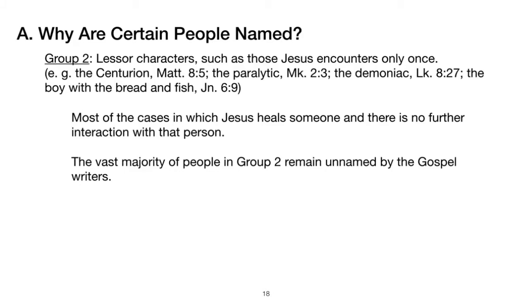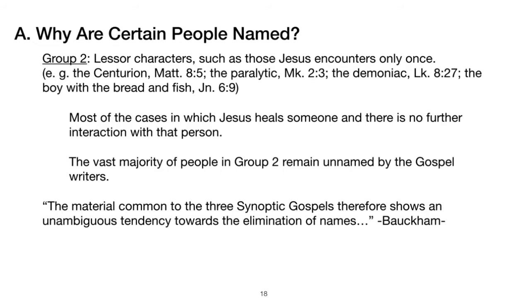What's significant about this group is that most of the people in this group remain unnamed. We don't know who they were. We don't get the name, as I pointed out. And Richard Bauckham, whom I referred to earlier, says this in his book on Jesus and the Eyewitnesses: "The material common to the three synoptic gospels, therefore, shows an unambiguous tendency towards the elimination of names." In other words, the gospel writers showed a tendency that if they could avoid giving the name, they would avoid giving the name. If it didn't serve some other purpose, they would avoid giving the name.